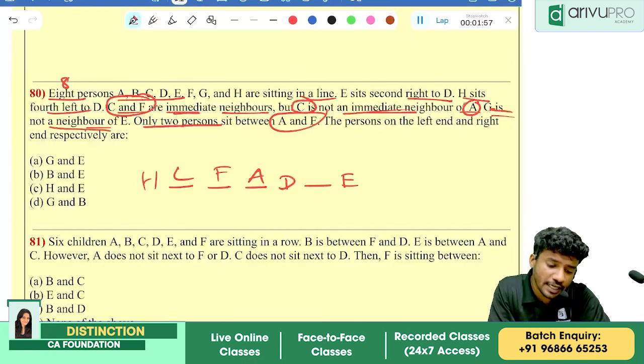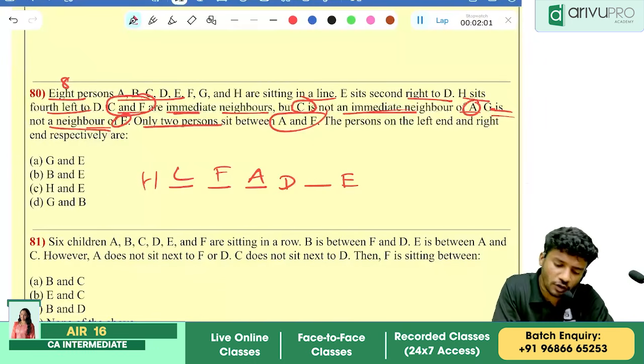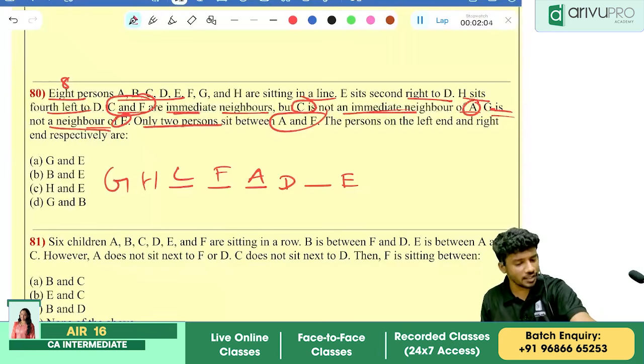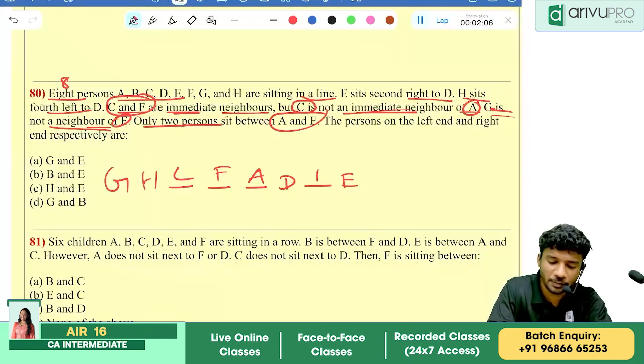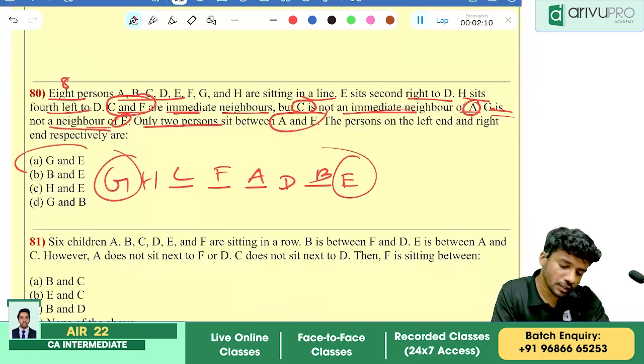G is not a neighbor of E. Can G sit here? No. Can G sit here? No. Where will G sit? G will sit here. Then who is remaining? B is remaining. Now the question is, people at the end, G and E.